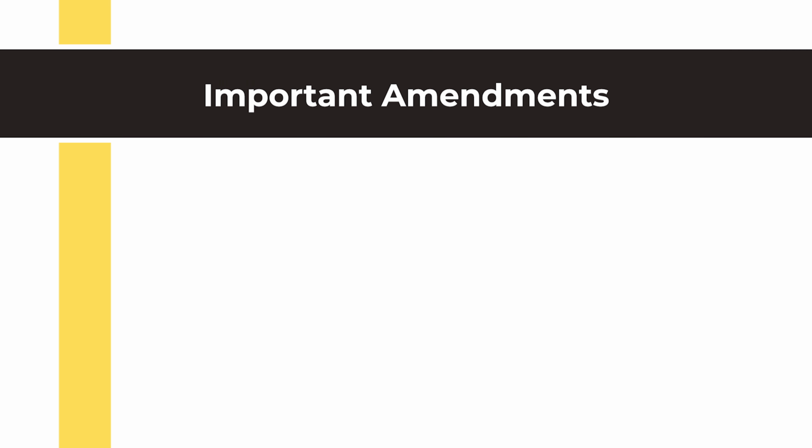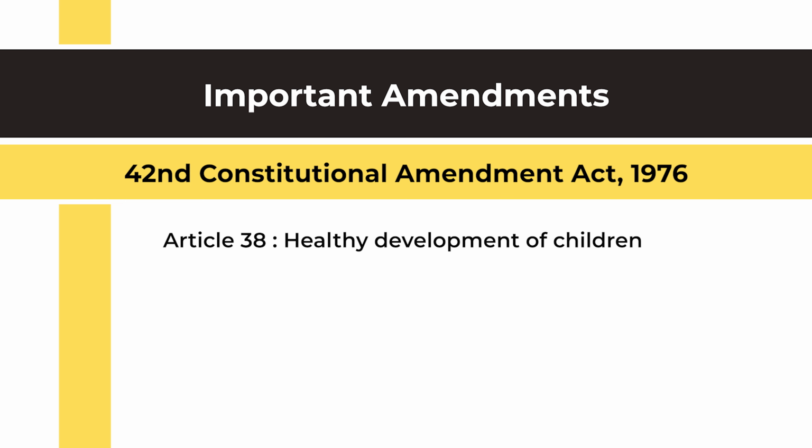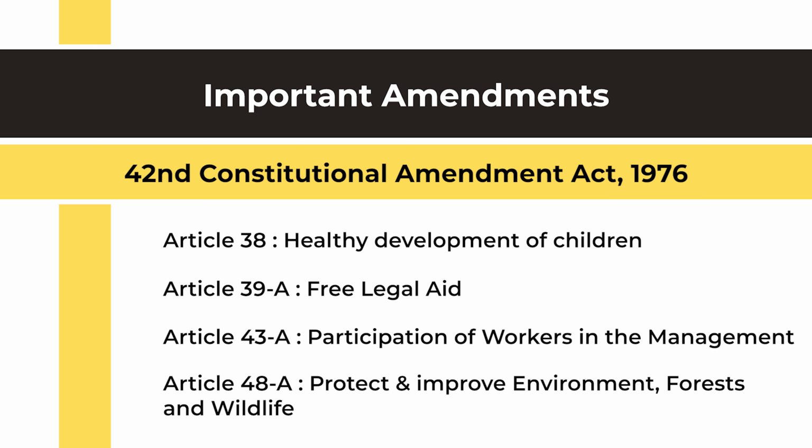Now let's discuss important amendments related to directive principles. 42nd Constitutional Amendment Act 1976. This amendment added 4 new directive principles to original list. Article 38, healthy development of children. Article 39A, free legal aid to poor. Article 43A, participation of workers in the management. Article 48A, protect and improve environment, forests and wildlife.